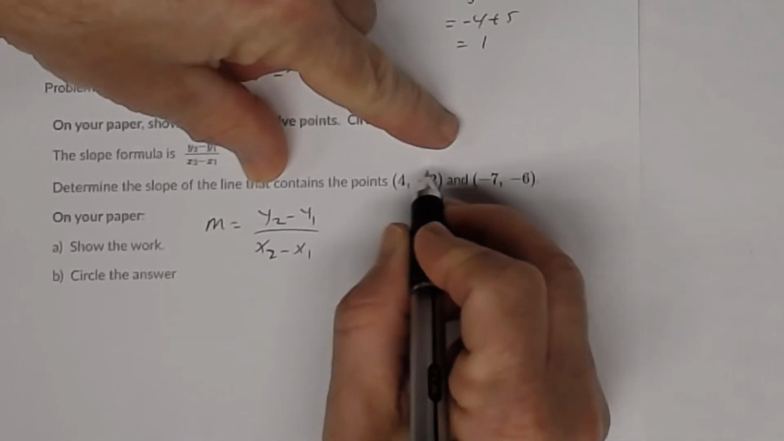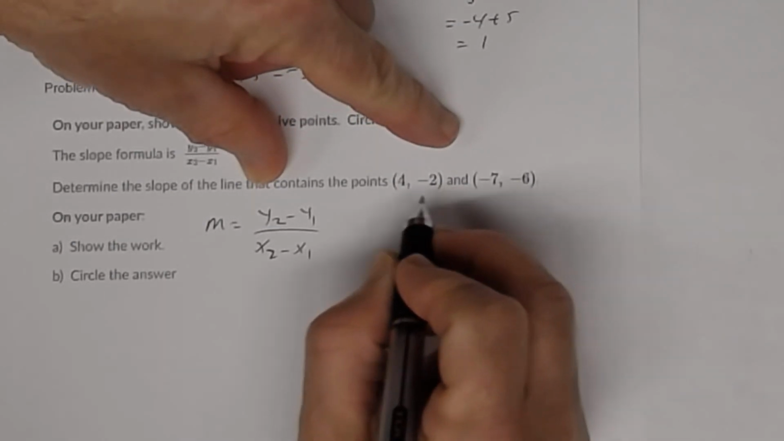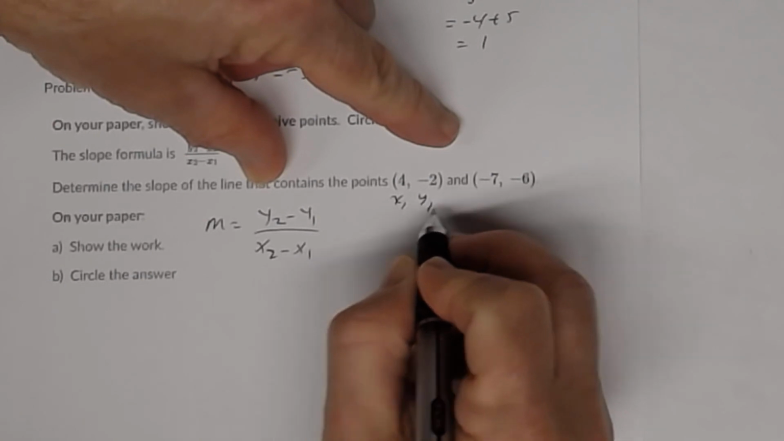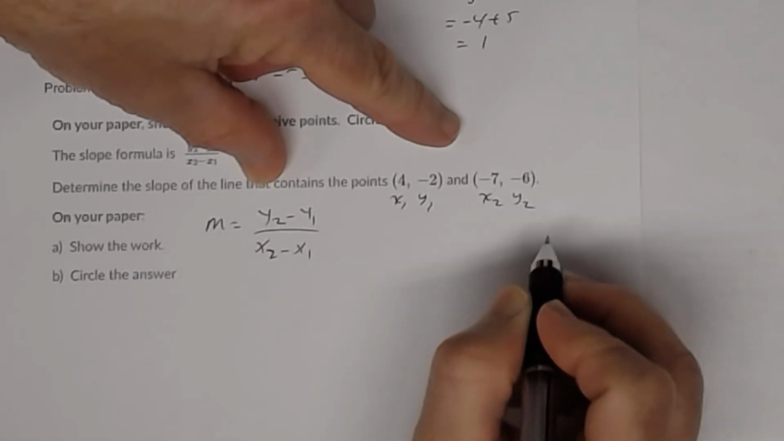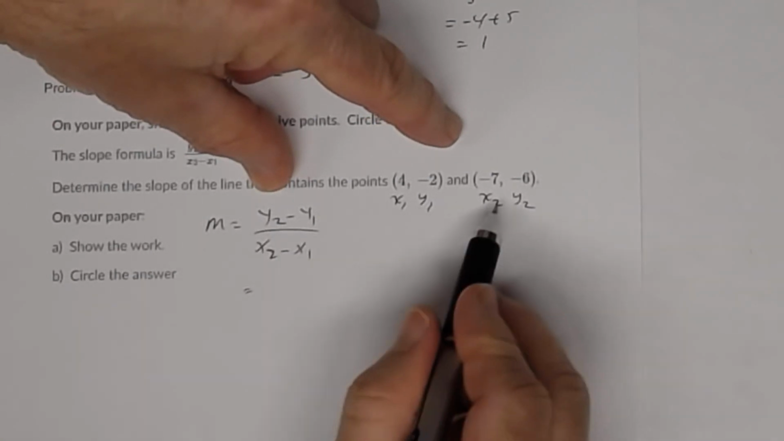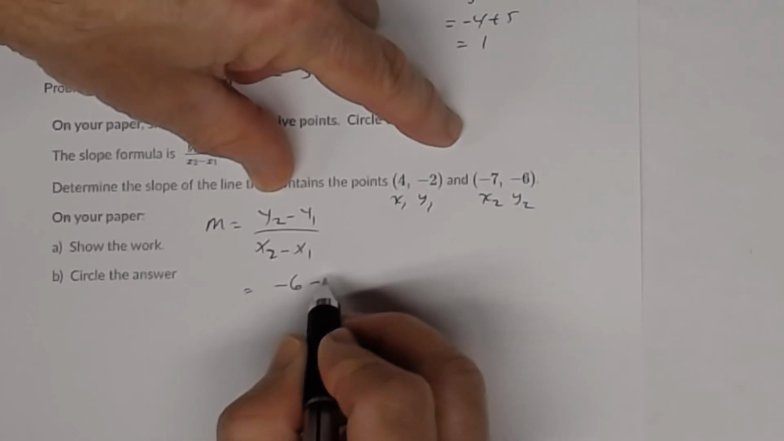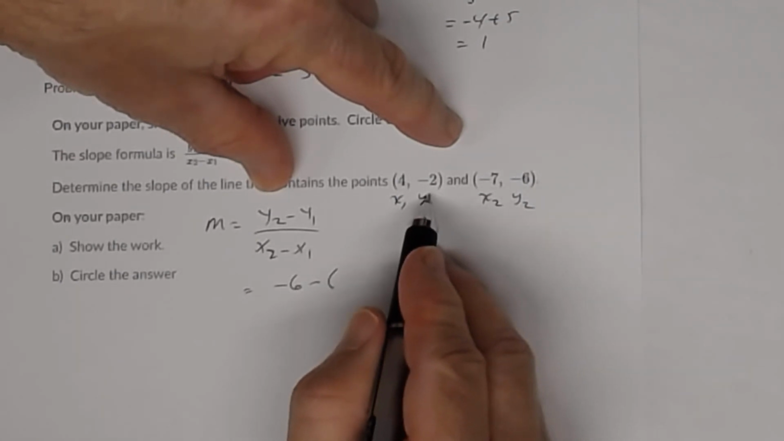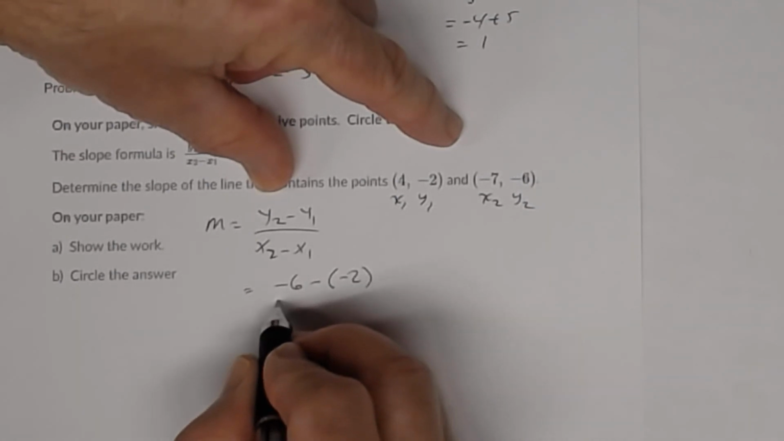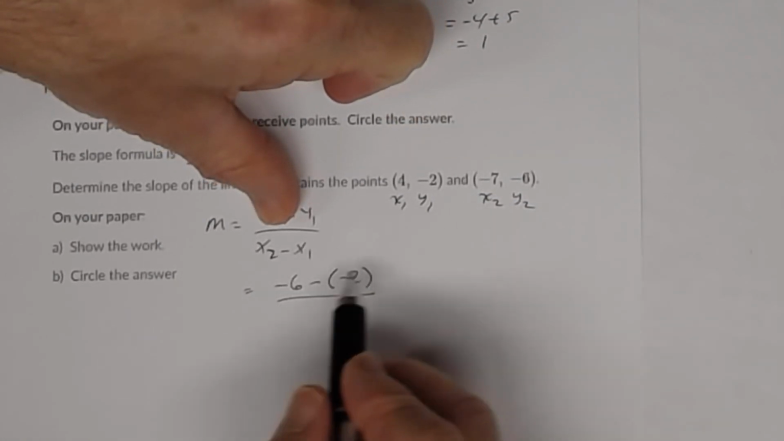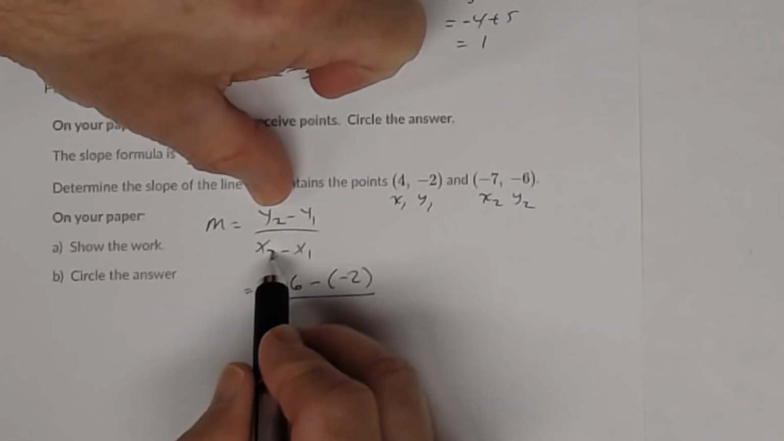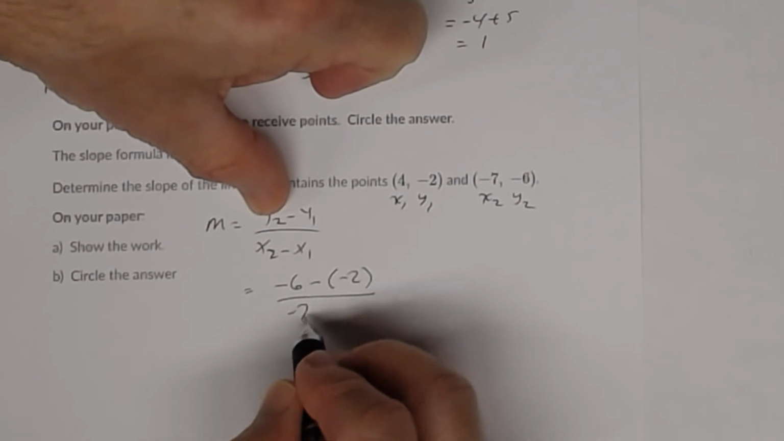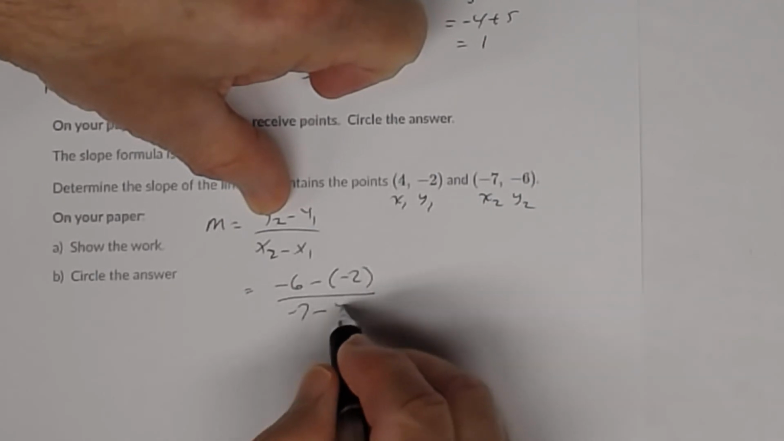So I'm going to go ahead and label this. So this will be my first point. This will be my second point. So I'll call this x sub 1, y sub 1, x sub 2, y sub 2. So I get y2, which is negative 6, subtract y1, which is negative 2, divided by x2. Since I started at y2, I have to start with x2, which is negative 7, subtract 4.